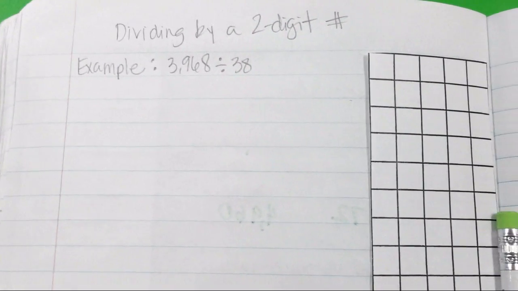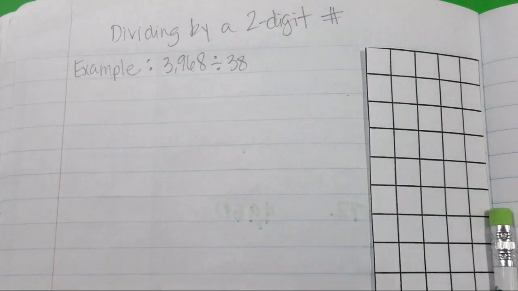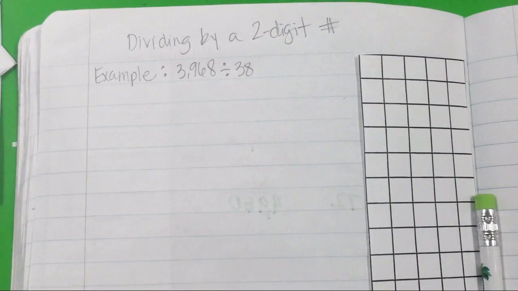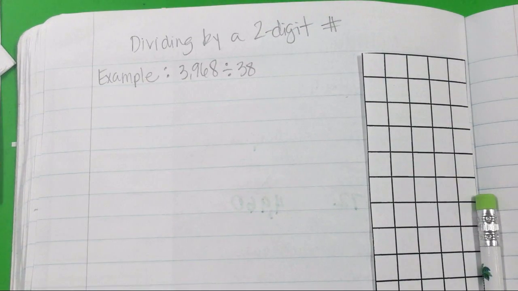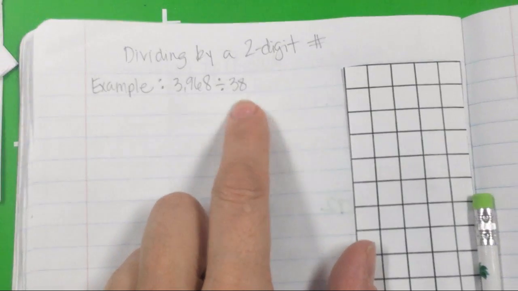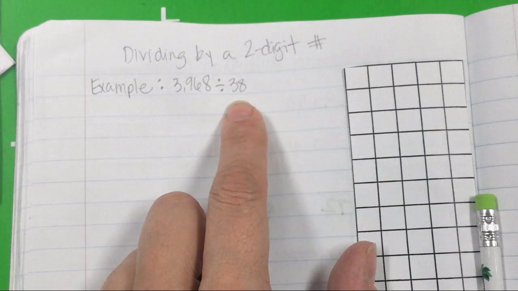Alright, so dividing by a two-digit number. We have multiplied by a two-digit number already. I know y'all haven't, but you have kind of. You haven't taken notes on it, but you've done it. And you all know that division is I've got this whole thing and I've got to separate it into parts, right? But now we got more parts, right? Does that make sense?